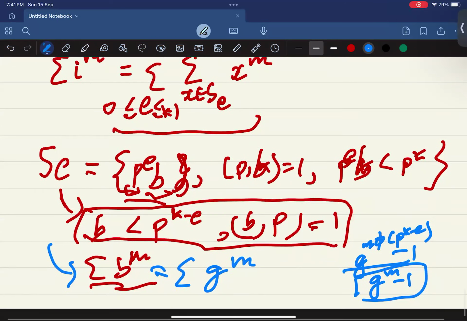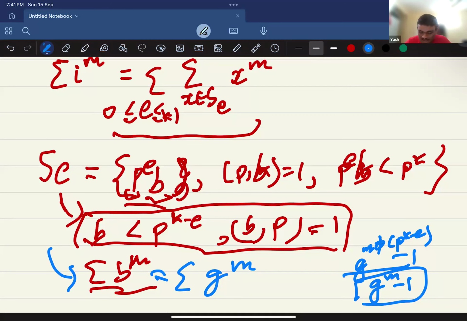What was my definition of the primitive root? Its powers generate precisely that set. So I'm picking G to be a primitive root mod P to the K minus E. And then I can use that geometric series argument I did for the base case, and you will get this sum. Like this is equal to this. Can you convince yourself, or ask any doubt? Does everyone get it?